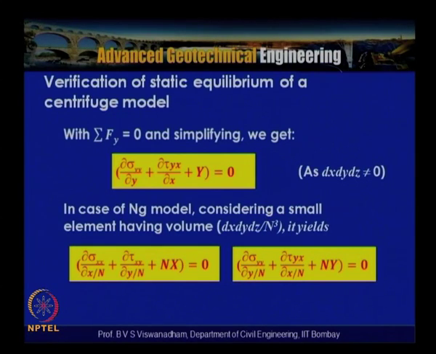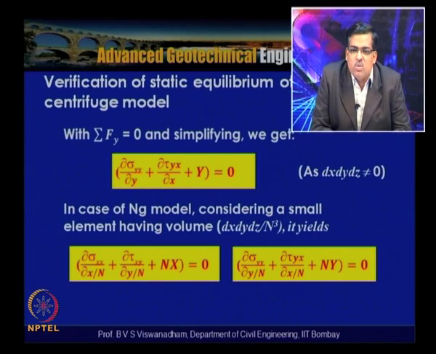Similarly, when you look into sigma fy is equal to 0 in the vertical, in the y direction, and simplifying the different forces, what we get is that dou sigma yy by dou y plus dou tau yx by dou x plus y is equal to 0. As dx dy dz cannot be equal to 0, we can write this equation. So the equilibrium equations for the prototype are nothing but the two equations, one here in the x and y direction, which is actually shown.